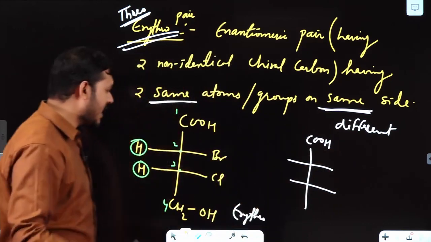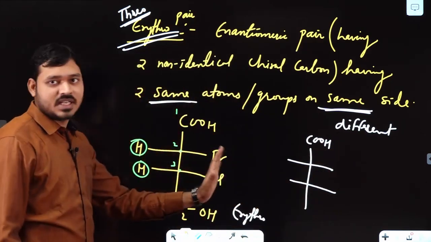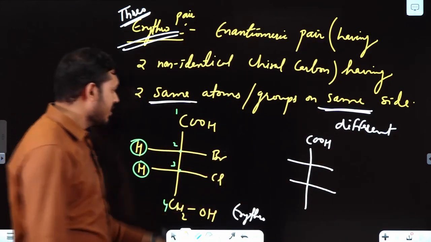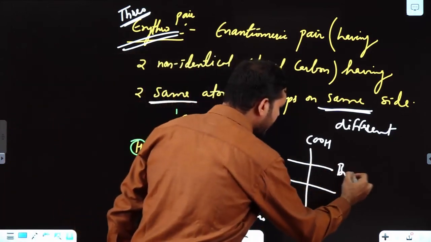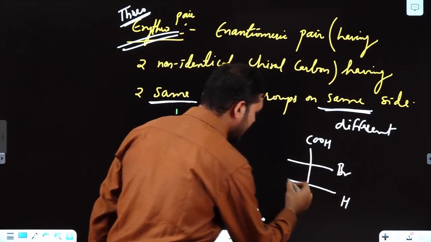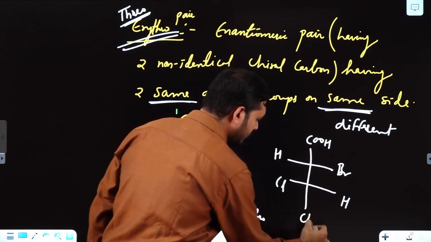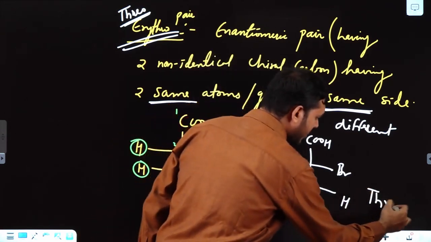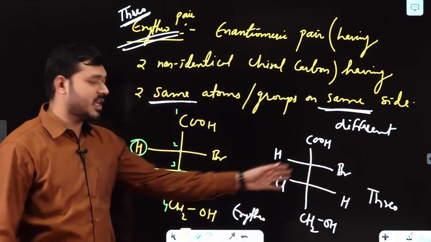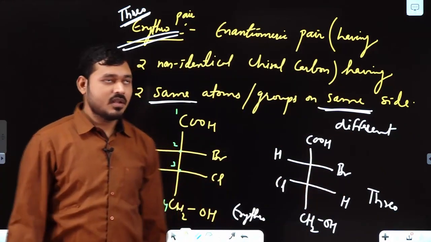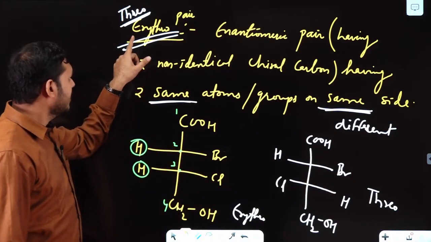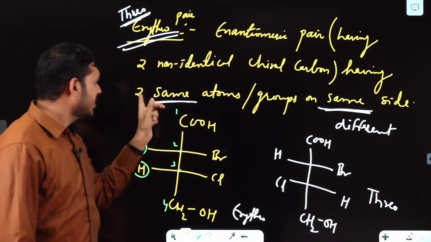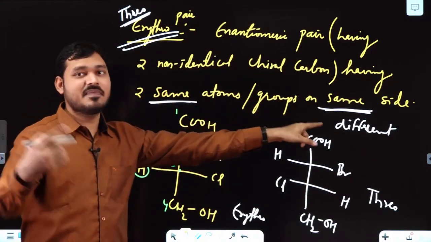Okay, so this is your erythro. Now when I say pair, I mean the mirror image of this as well. Okay, that will be erythro pair. Now when I say the same compound having Br this side, hydrogen this side, so this will be your threo. Okay, and its mirror image and this one threo pair. So for threo pair, what I will say, enantiomeric pair having two same atoms or groups on different sides.